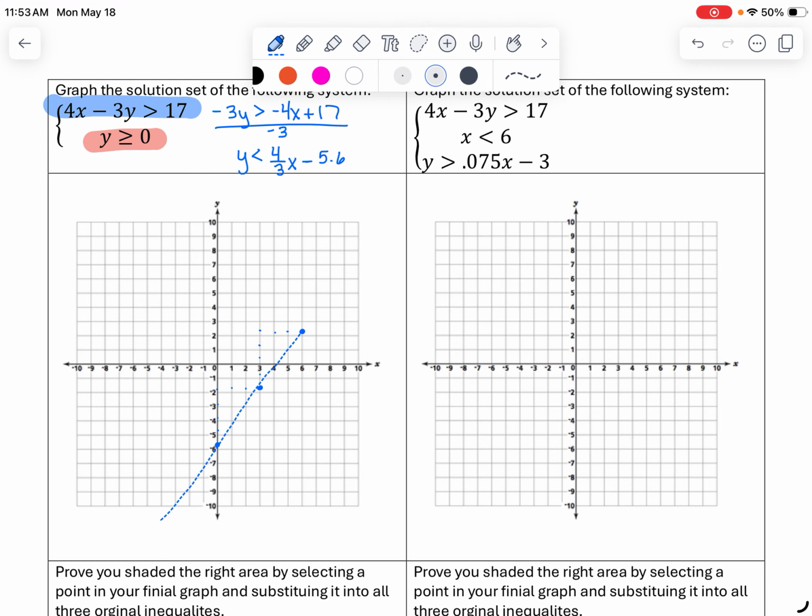Connect them. I'm going to extend that. Grab back my regular solid pen. Pause the video, please, if I'm going too fast to catch up with me.